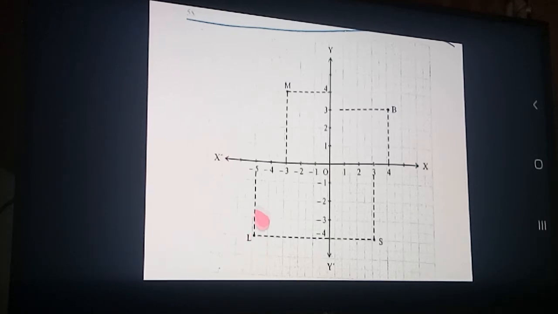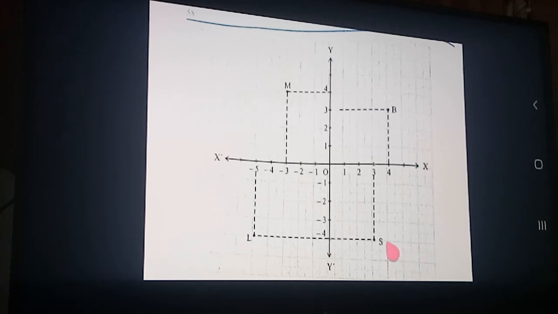And for the next question, we want to find the abscissa of L. How much distance moved from the y-axis? -5. Otherwise, you can find the foot of the perpendicular to the x-axis. Both are okay. Therefore, the x-coordinate or abscissa is -5. What is the ordinate? -4. Therefore, the coordinates are (-5, -4). Clear?